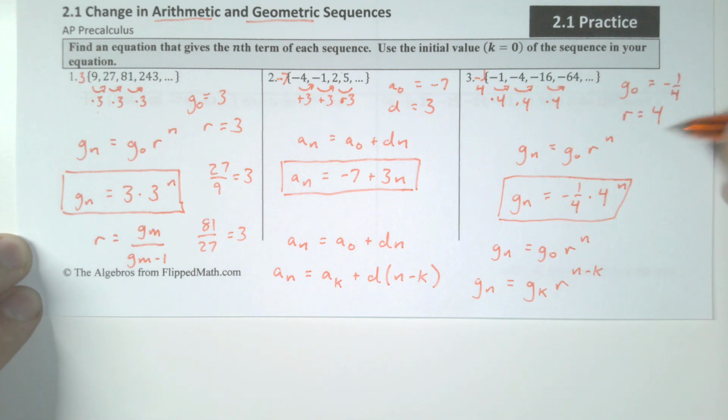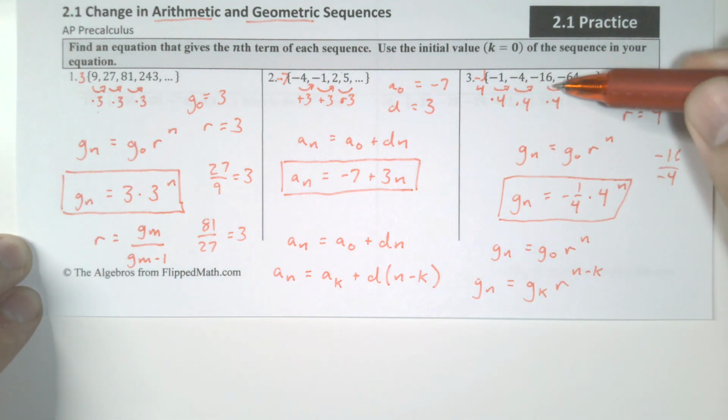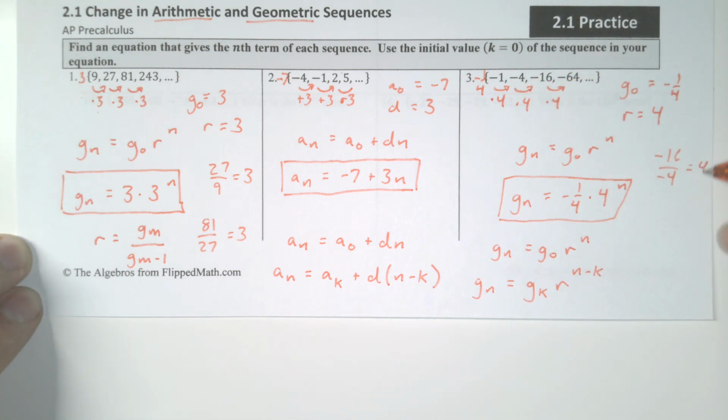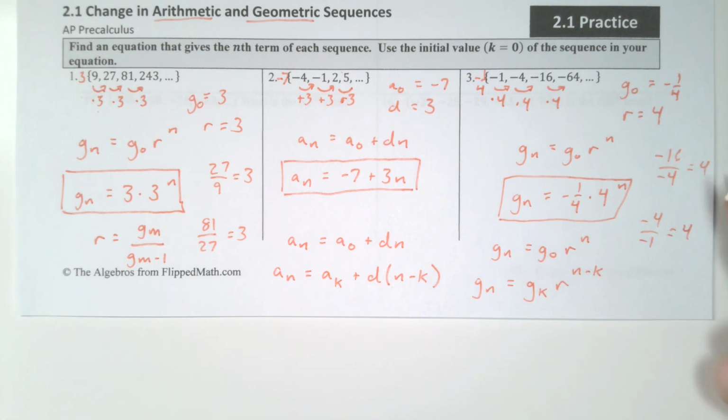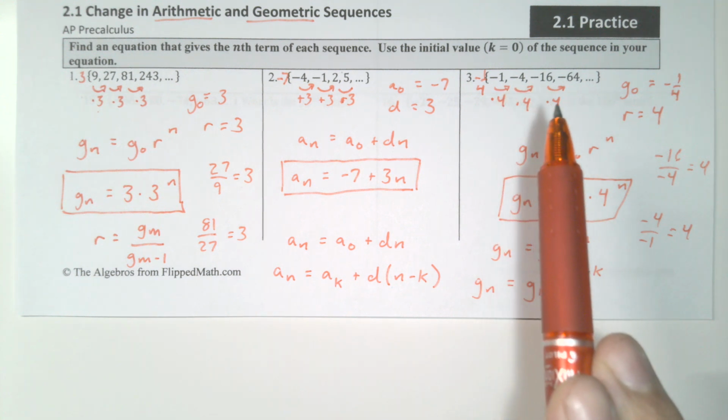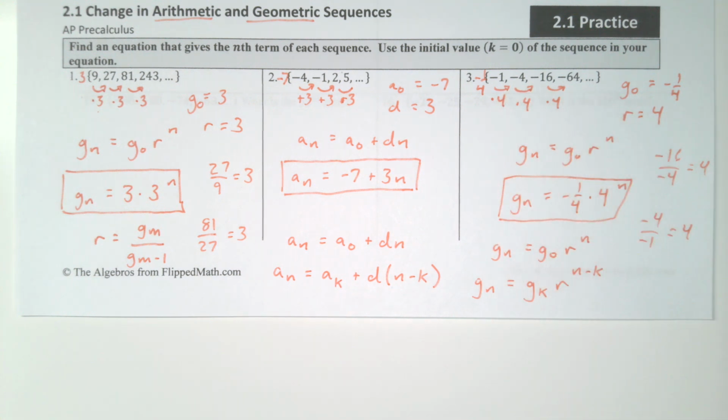What about over here? What if I do negative 16 divided by negative 4? So take a term and then divide by the term previous. Well, that gives us 4. But I could have also done negative 4 divided by negative 1. And that gives us positive 4. So we can always figure out our ratio for a geometric sequence by taking a term and dividing it by the one before it. Yeah, that's going to come in handy. That's a neat little trick to have up our sleeves here.